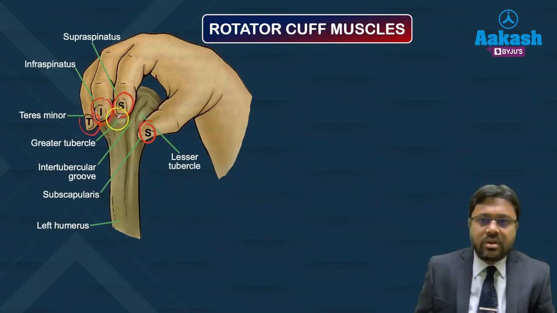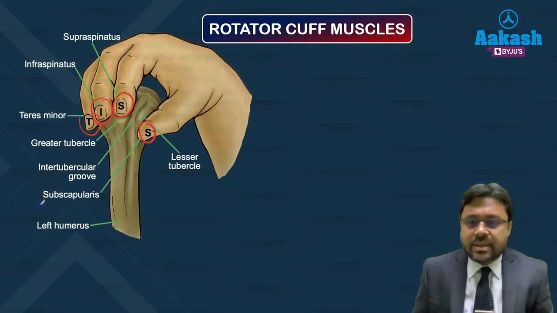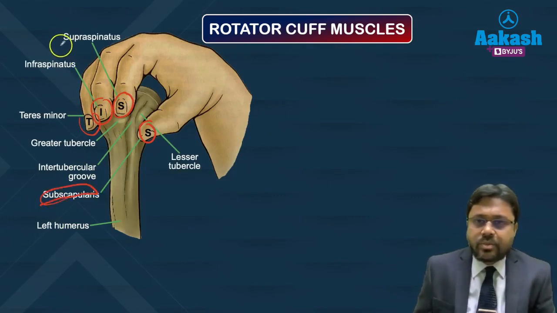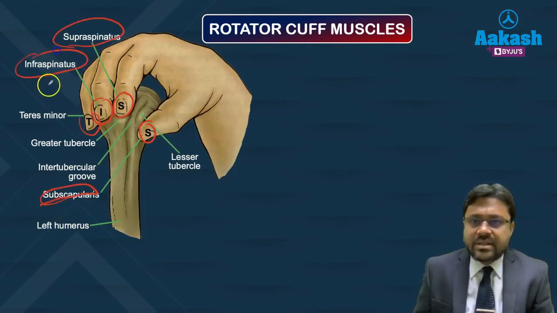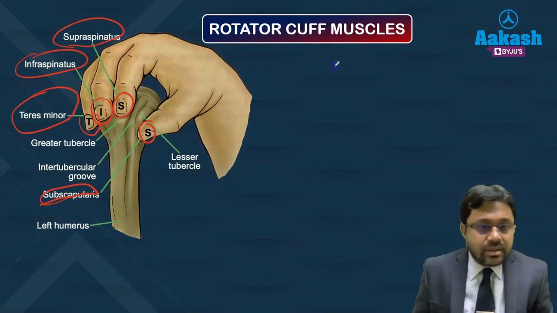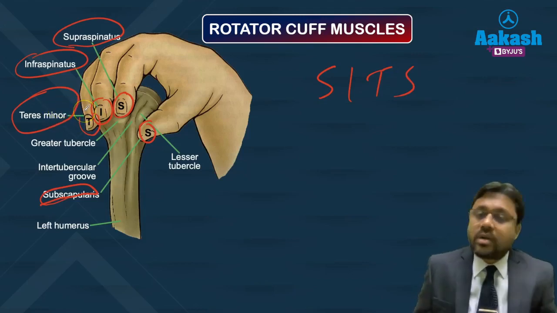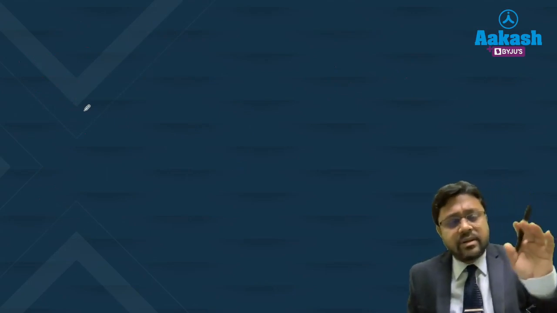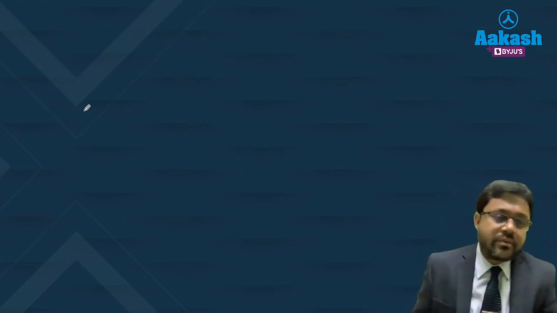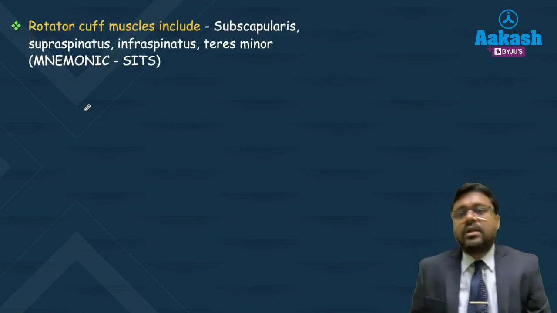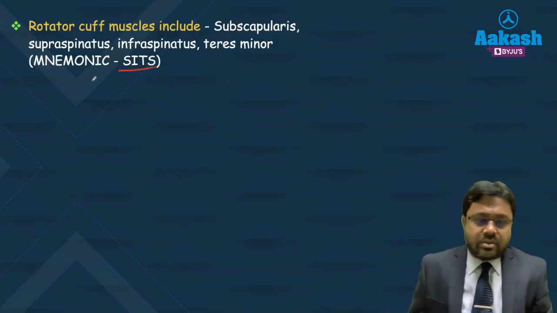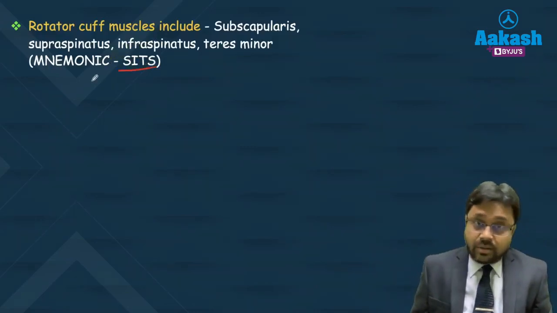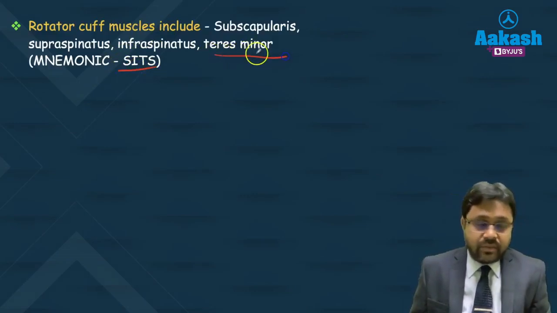So all these four, namely subscapularis, supraspinatus, infraspinatus, and teres minor, are nicknamed SITS. The teres is the minor one, not the major. They form the rotator cuff muscles. Okay, and they provide a huge amount of stability to the shoulder joint, mainly from the upper part. So that's what we talked about. SITS. Please note there is no major, it's minor over here.